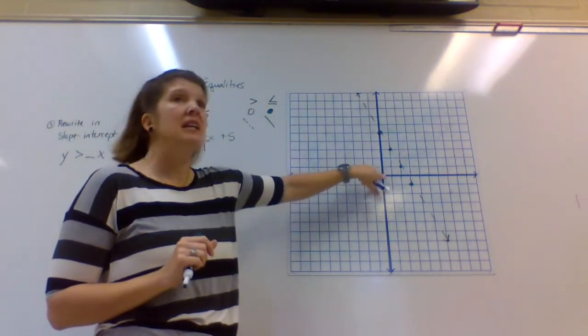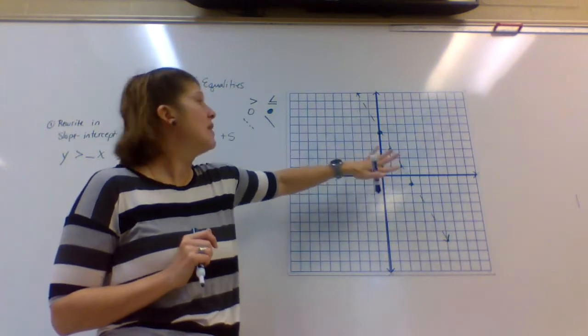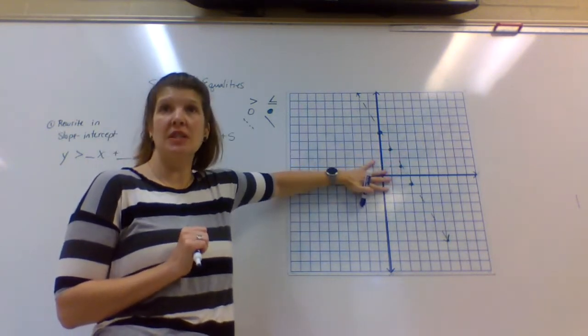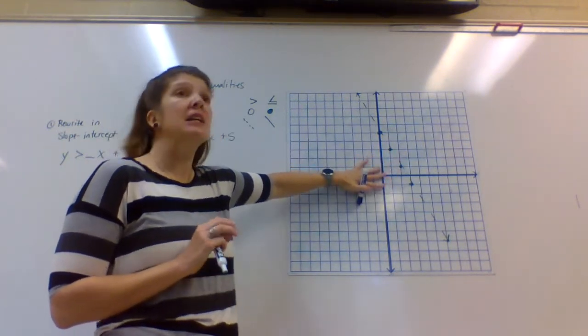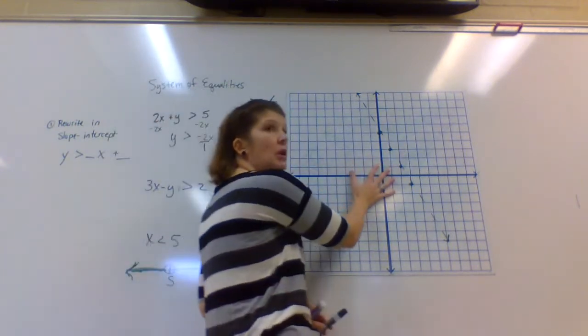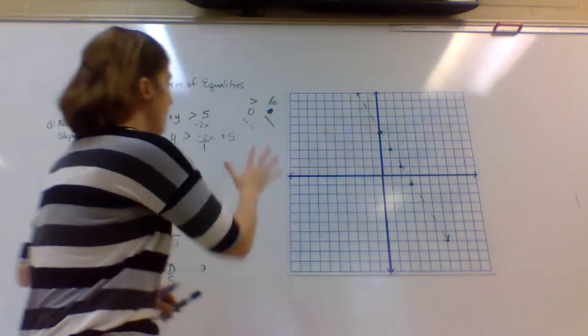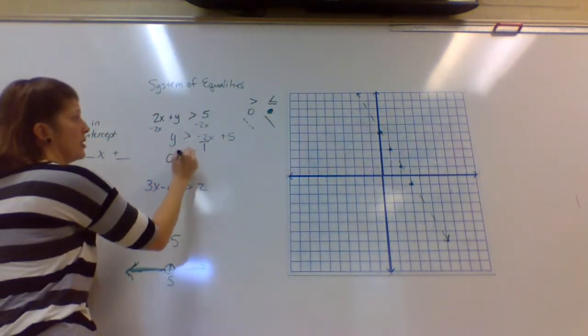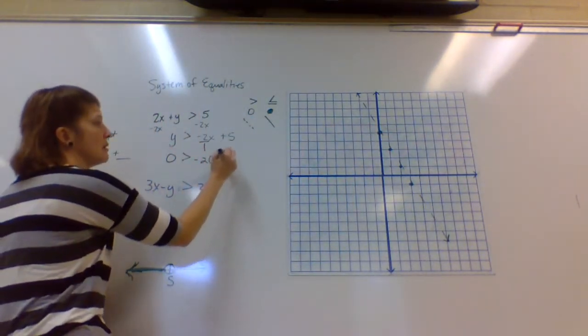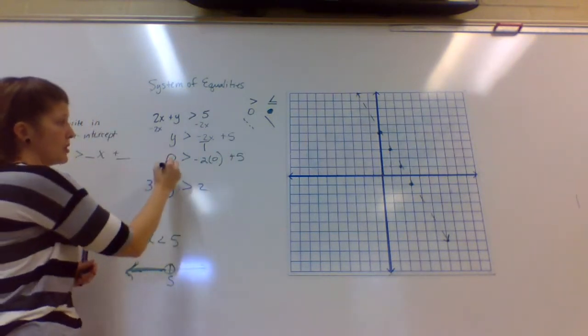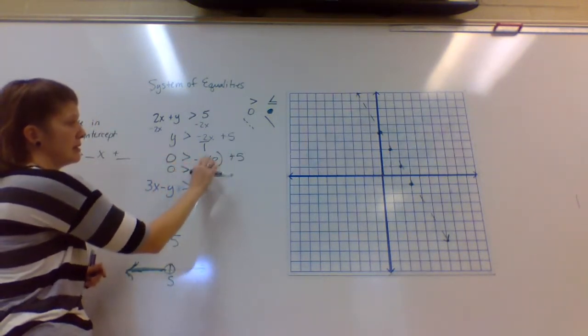If I plug it in and get a true statement, that means I need to shade where the 0, 0 is. If I plug it in and get a false statement, it means 0, 0 should not be shaded, and I should shade the other side. So I'm going to plug it in here. 0 greater than negative 2 times 0 plus 5. True or false? Is 0 greater than 5?